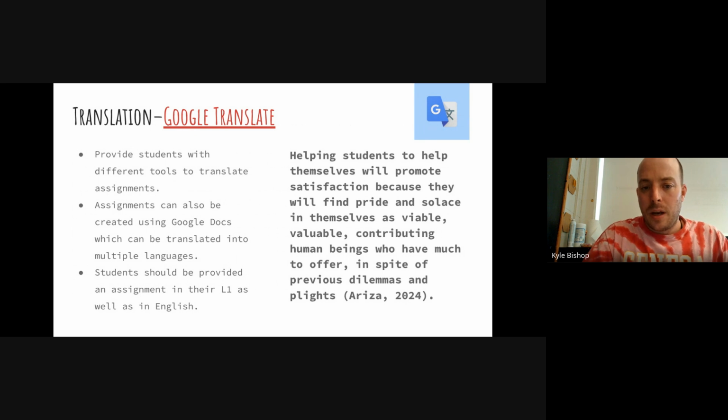And then I have a quote there again from Ariza to understand the importance of translation, that helping students to help themselves will promote satisfaction because they will find pride and solace in themselves as viable, valuable, contributing human beings who have much to offer in spite of previous dilemmas and plights.